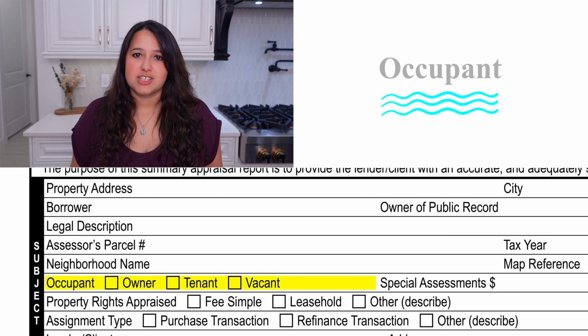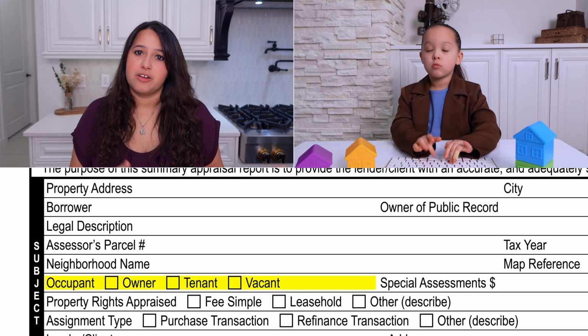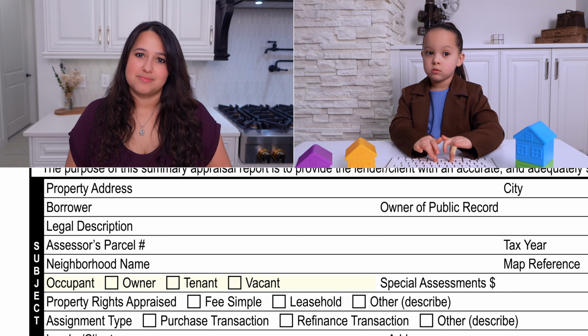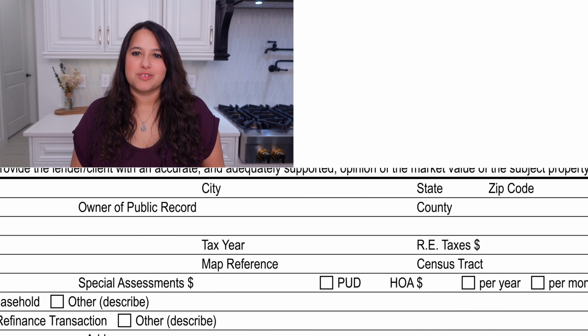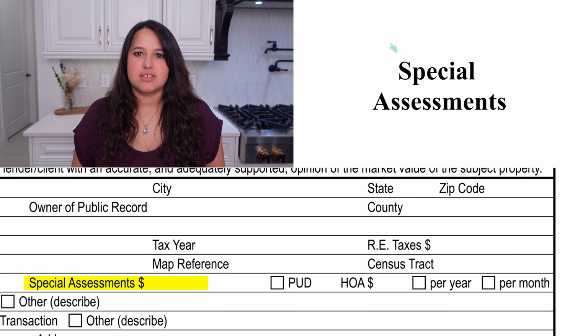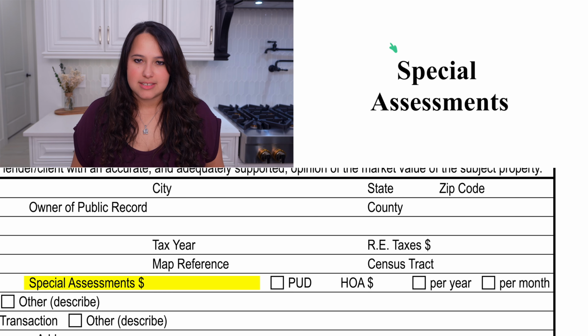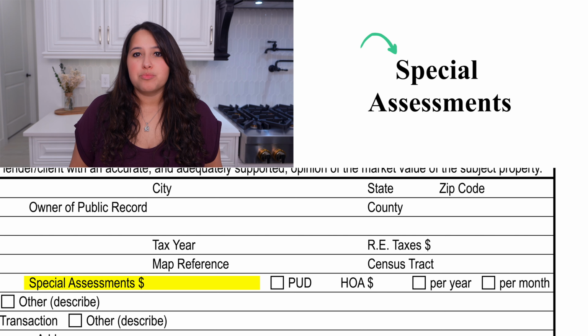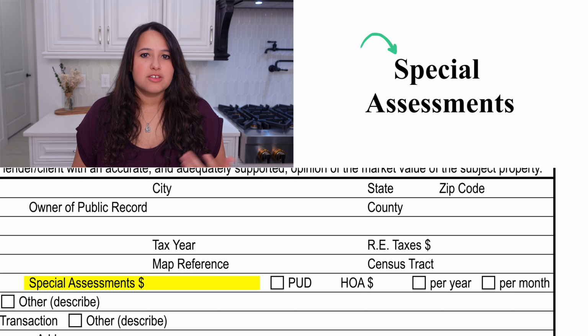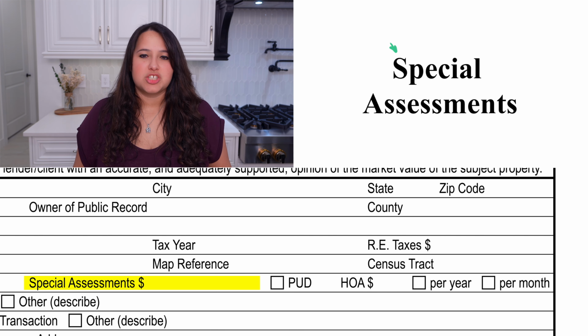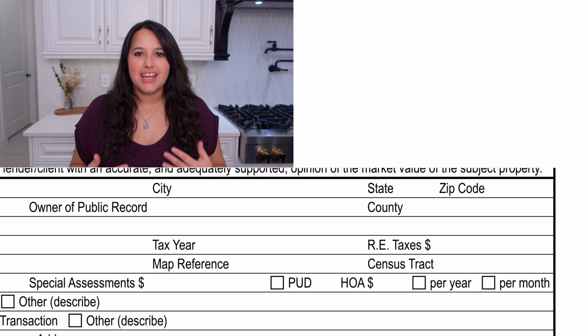In a mortgage application, it is very important to the underwriter that this information be correct. This section also includes special assessments, which would be any extra taxes that are for local improvements like schools, fire departments, police stations, and things like that.